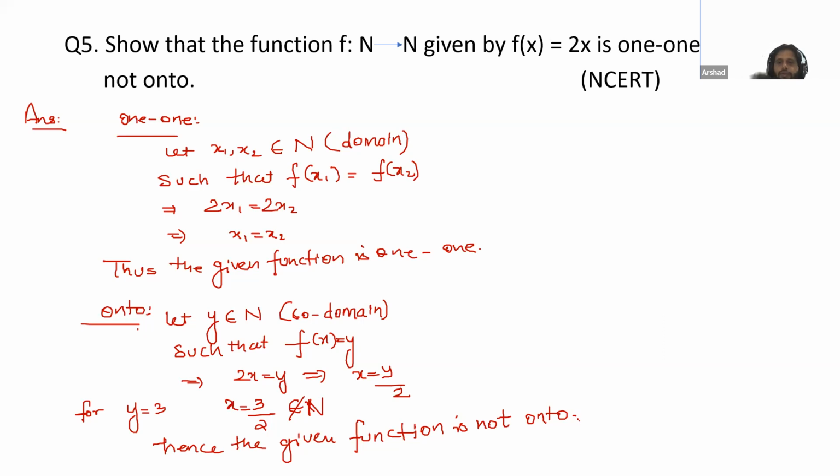For 1 to 1, we equate the equation. For onto, we find x. Yes, Abdul, that is the concept. For 1 to 1, we need to assume x1, x2. For the second one, we will assume y, and then we will find x in terms of y. And if you already know an example, then just give that example and say that this is false. Sir, we follow this method in every question? Yes, in every question.